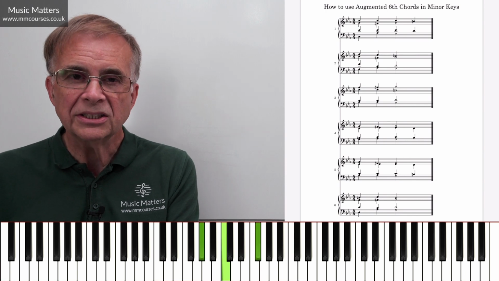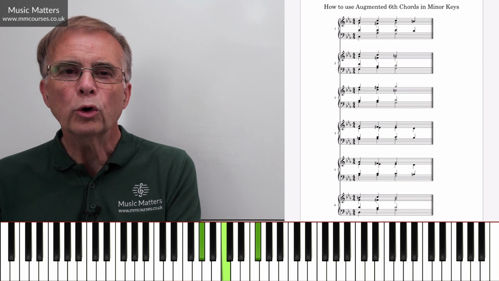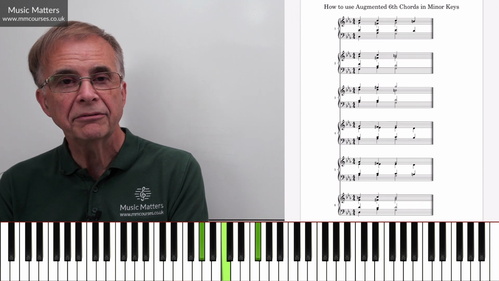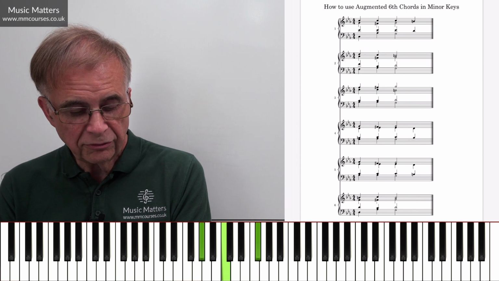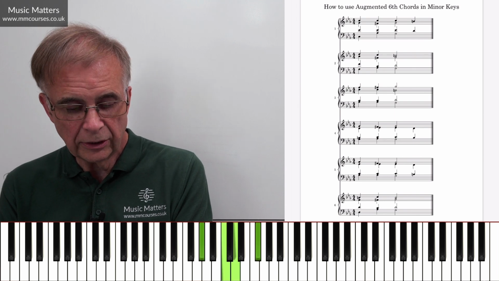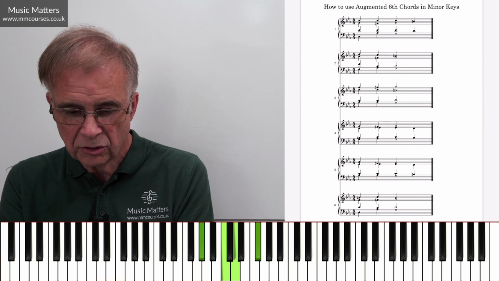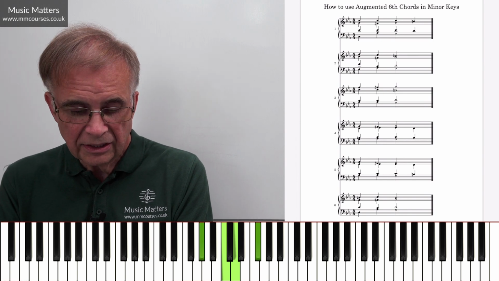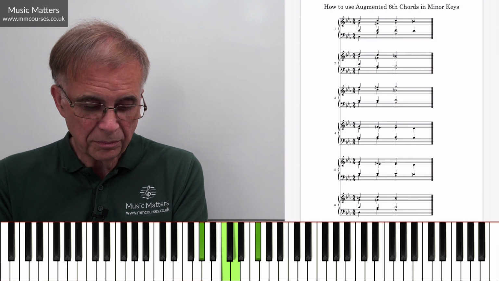If to that basic generic augmented 6th chord, I add an augmented 4th above the bottom note, I will then have a French 6th. So the bottom note's A flat, an augmented 4th above A flat is D. So if I put D on top of that chord, it's now a French 6th. So what have I got? I've got A flat at the bottom, the 6th degree, F sharp at the top, the augmented 6th above it. I've put the tonic in the middle, and now I've got D, an augmented 4th above the A flat.